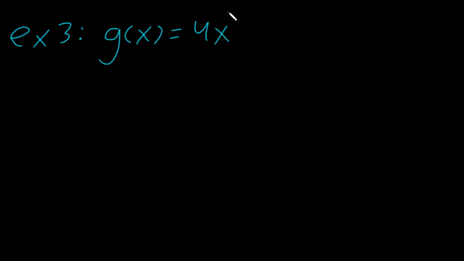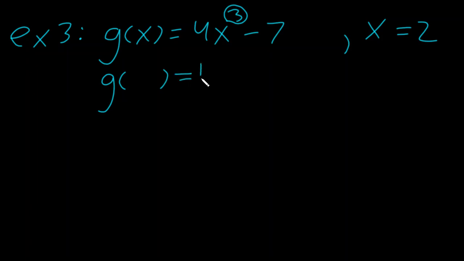Okay, here we have example 3, and let's do something that looks a little bit trickier. Let's say g of x is equal to 4x cubed minus 7, where x is equal to 2. Now I want you to notice something. Here we have a 3 in the exponent. How would you describe that? Is this an even or an odd function? Yeah, and of course, because it's a 3, it's going to be an odd function.